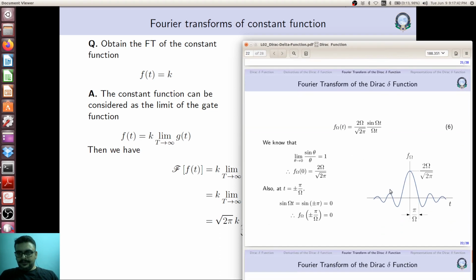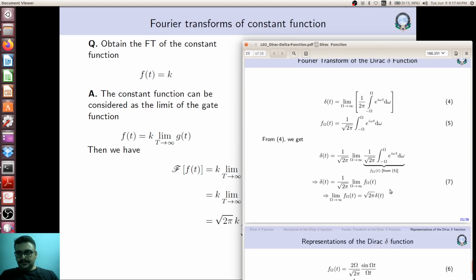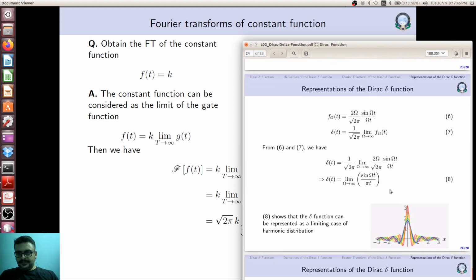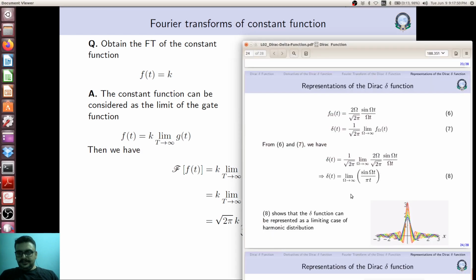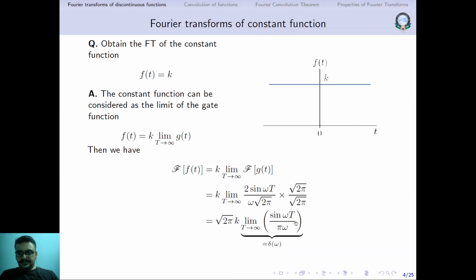The Fourier transform representation of the Dirac delta function, it should be somewhere here, yes, this one. You can see here, this is nothing but this. Of course the notations are different here, but this particular limit is nothing but the Dirac delta function. So we recognize this immediately to be the Dirac delta function, and we substitute this.